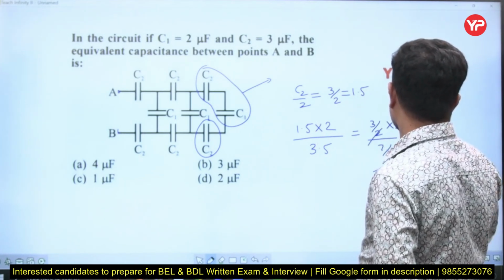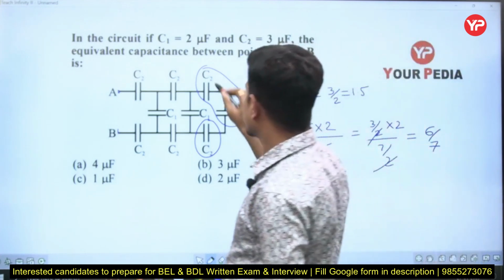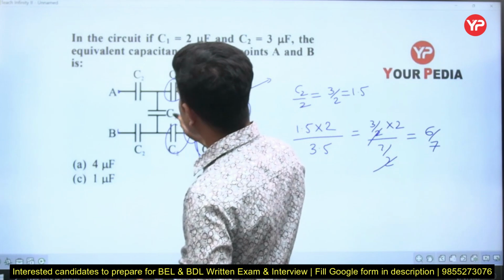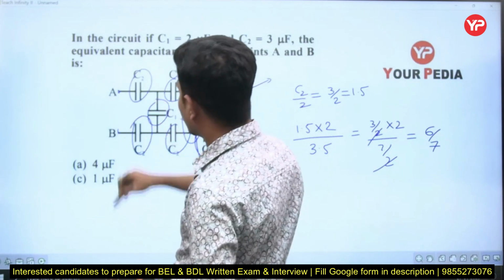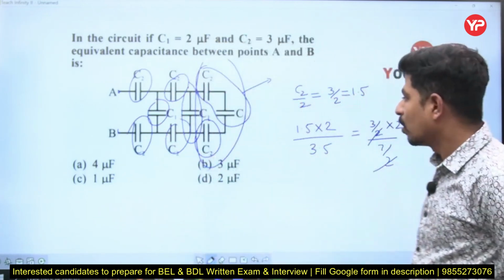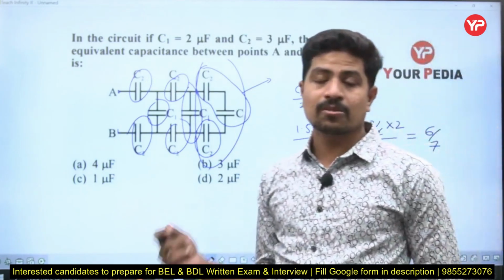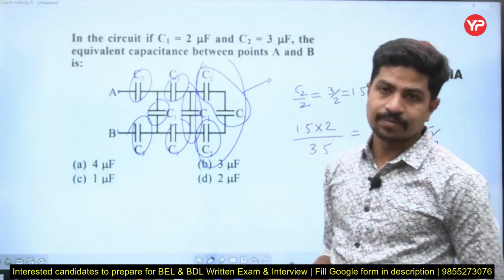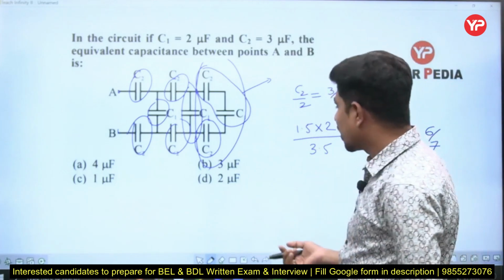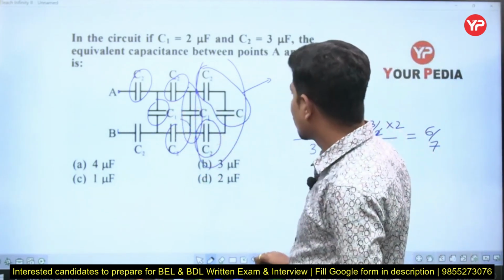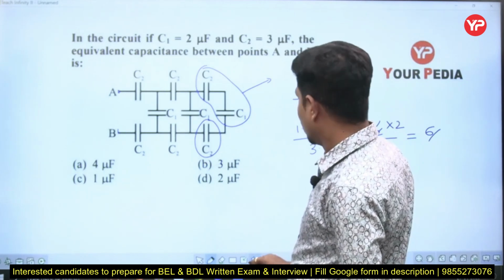Yes, this portion is 6 by 7, that is in parallel with this one, in series, in parallel, in series. So that way you keep solving, definitely you will get the answer. It is a time taking process, but it is easy to see. What ultimately I want to tell you here is that you can do it very simply. I will give you the way.